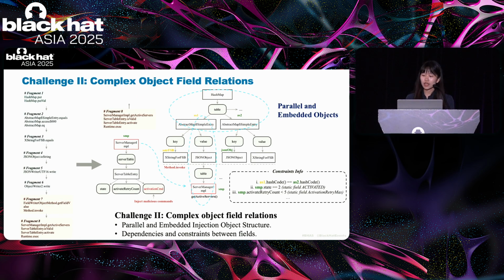And secondly, it's also very difficult to generate an injection object to trigger this chain. As shown in the picture, the injection object usually has a complex, parallel, and embedded object structure, as well as field-related constraints and dependencies. Thus, it's almost impossible for random mutation to generate a useful payload to validate the chain's exploitability.